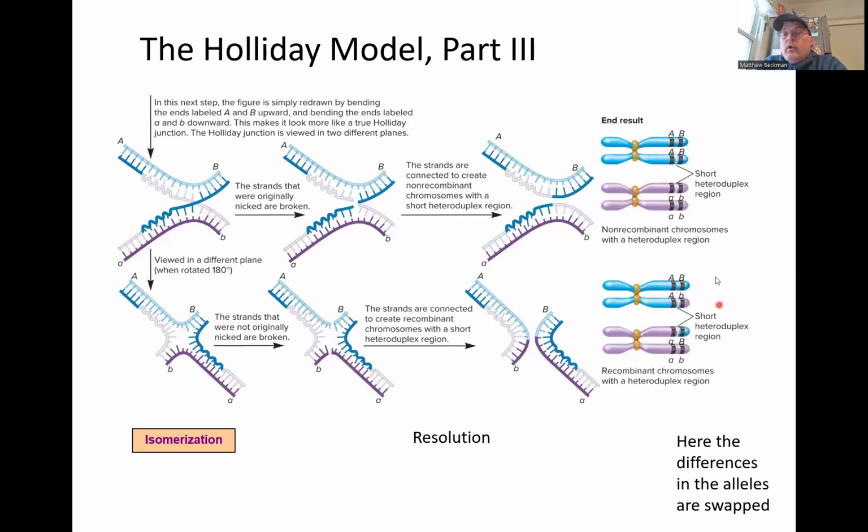If we go over here, we can see that the outer sister chromatids are totally the same, big A, big B, little a, little b, but the inner ones had this piece exchanged, and now that exchange affects the actual alleles. And so we get little a, big B, big A, little b in those inner chromatids that exchanged information. So the Holliday model describes all of this.